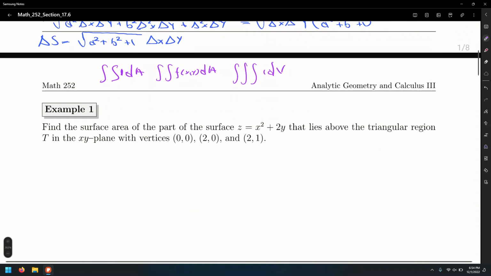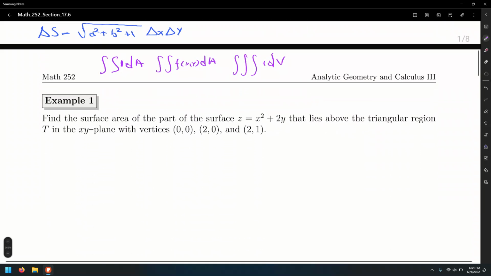In the meantime, let's look at some examples finding some surface area. Find the surface area of the part of the surface z equals x squared plus 2y that lies above the triangular region T in the xy plane with vertices (0, 0), (2, 0), and (2, 1). Again, first thing we do is graph.